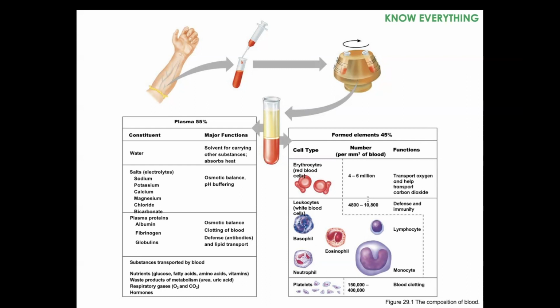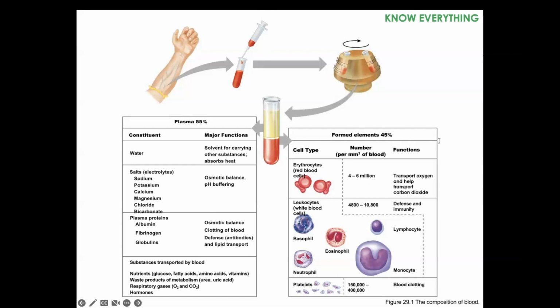Also found in the plasma are electrolytes, respiratory gases, and the plasma proteins albumin, fibrinogen, and globulins. Albumin is responsible for maintaining osmotic balance. Fibrinogen is necessary for the formation of blood clots to stop bleeding, and globulins assist in fighting off infections and the transport of lipids.